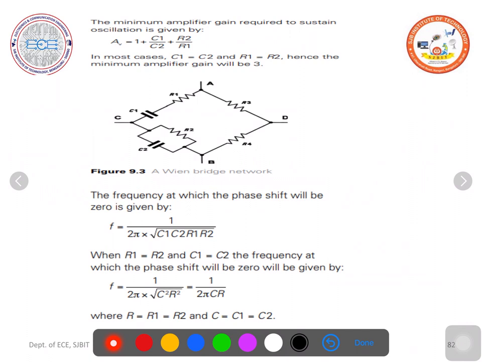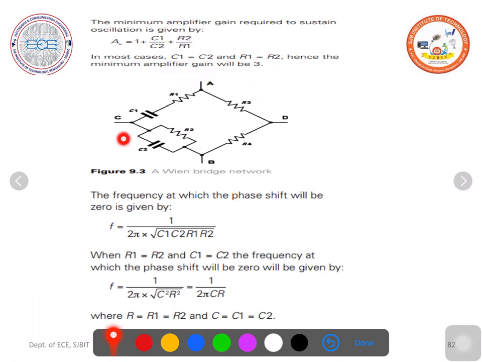The minimum amplifier gain required to sustain the oscillation is given by, you don't have any derivation, so directly we will take the expression. Voltage gain is equal to 1 plus C1 by C2 plus R2 by R1. Suppose C1 is equal to C2, so they get cancelled, so 1. R1 is equal to R2, here you will get 1. 1 plus 1 plus 1, it is 3. So the minimum amplifier gain will be 3.